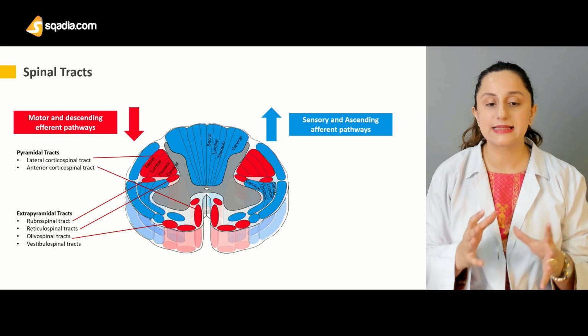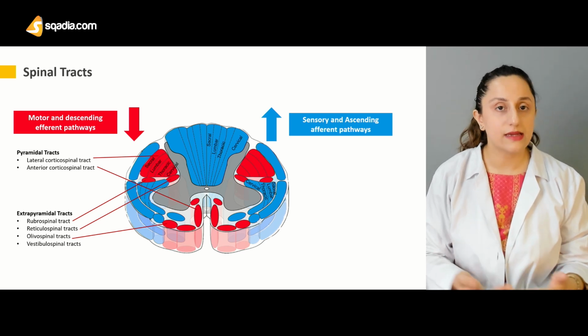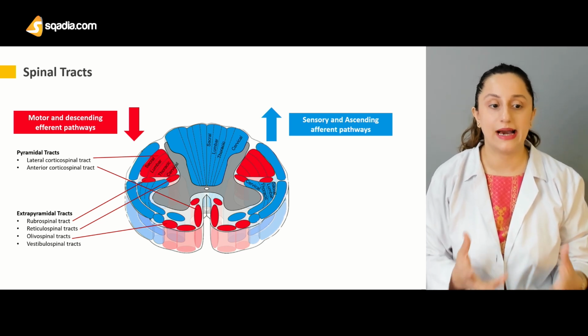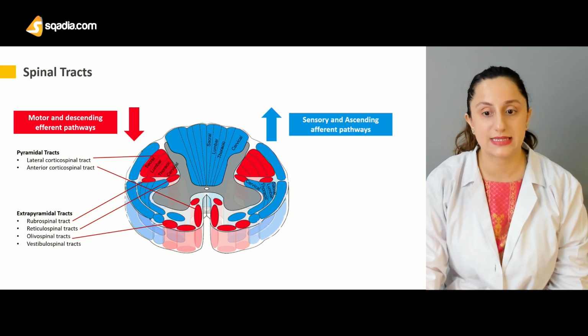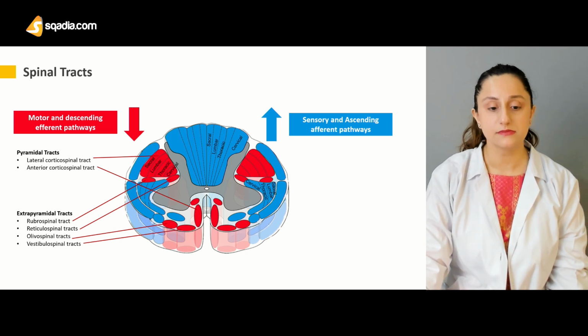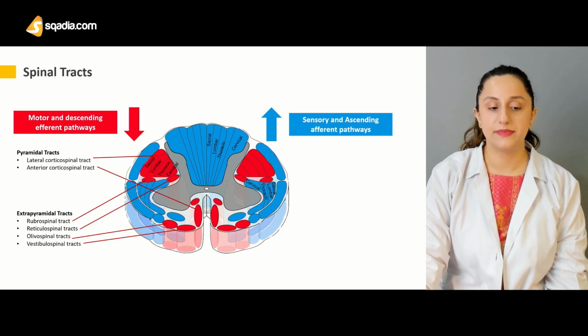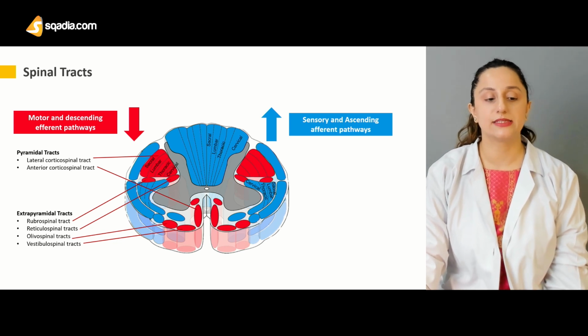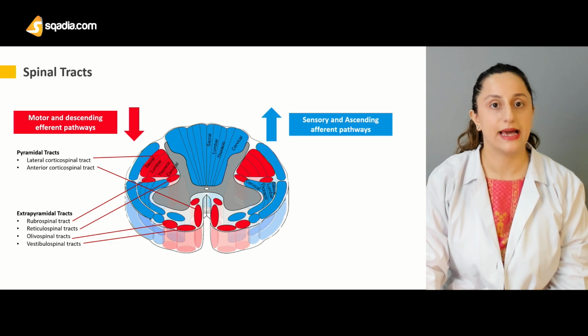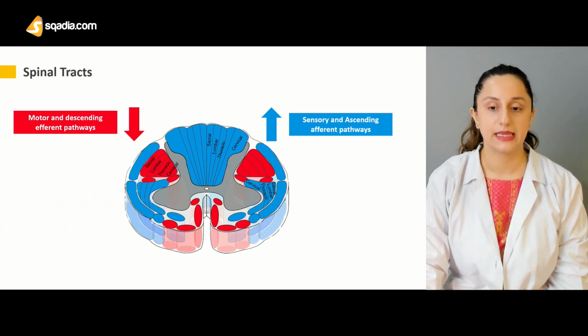So this is the exact location when we observe a cut section of the spinal cord, how the motor and the descending efferent pathways can be identified. So these are mainly the vestibulospinal tract, the olivospinal, reticulospinal, and the rubrospinal tract.